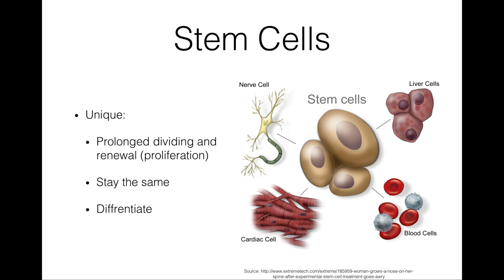or experimental conditions. So as you can see from the image on the right, the stem cells can become either nerve cells or liver cells or cardiac cells or even blood cells. And so this is known as differentiation.